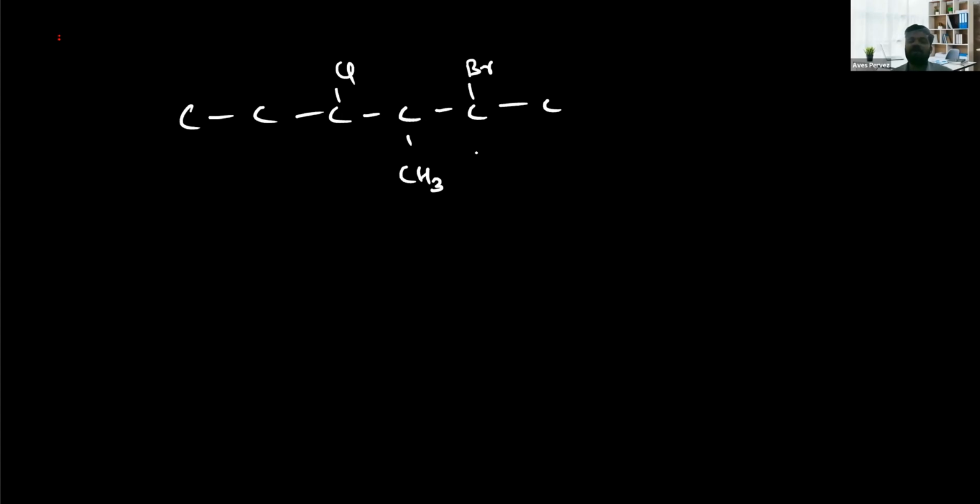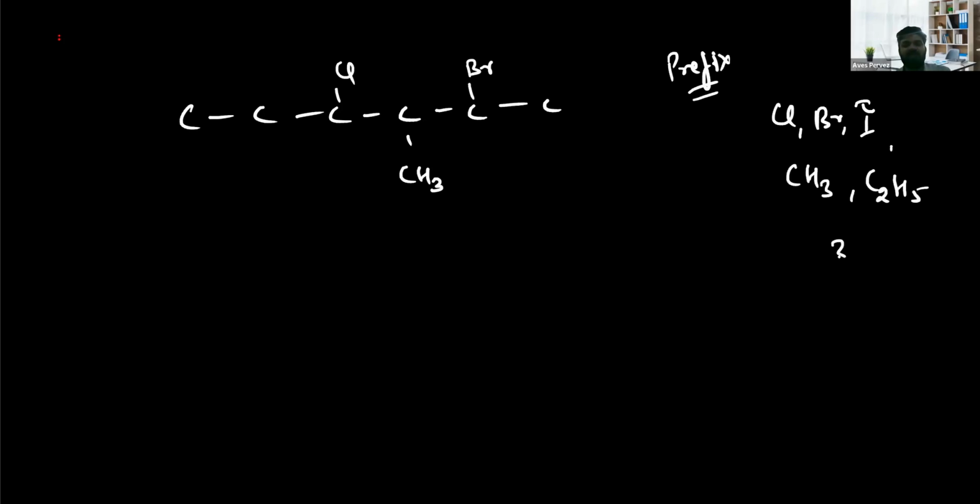Understood? For example, if I have this carbon chain, and it has one methyl group, one chloro group, and one bromo group, Br, then bromo, chloro, and the alkyl chain are always written in alphabetical order, as these are used as prefixes. Prefix is written for halogen groups like chloro, like bromo, like iodo, and for carbon chains, like one carbon chain, like two carbon chain, C2H5 is a two carbon chain, like three carbon chain.